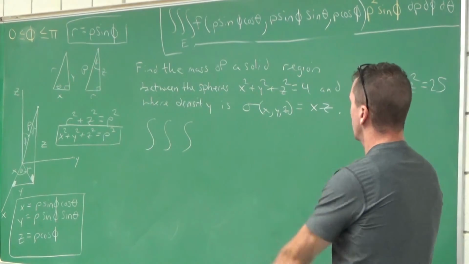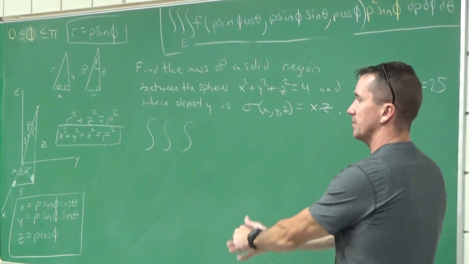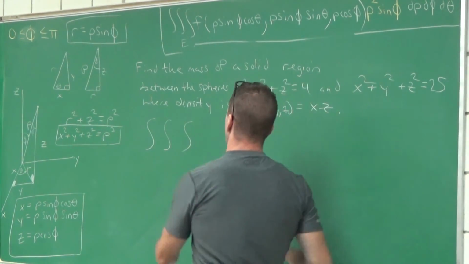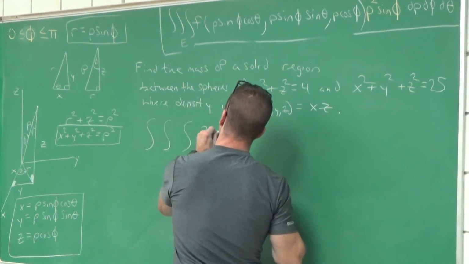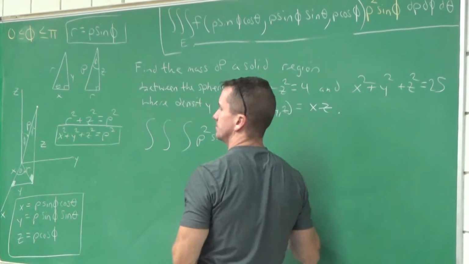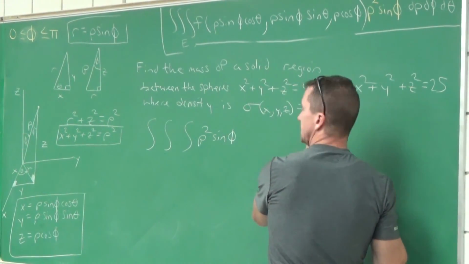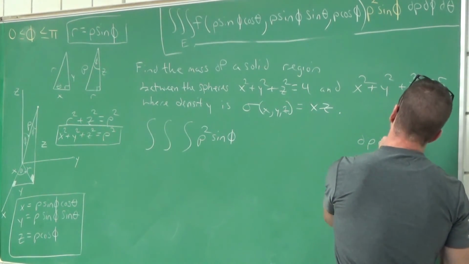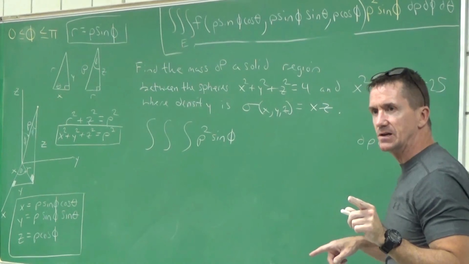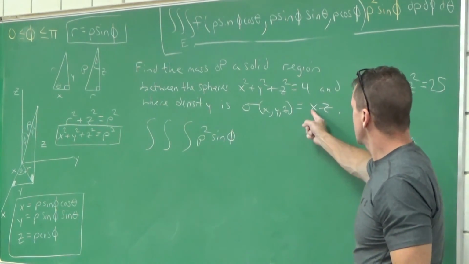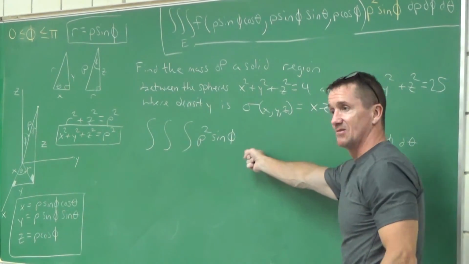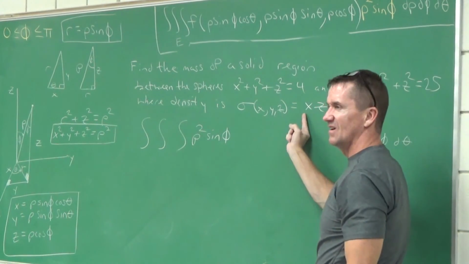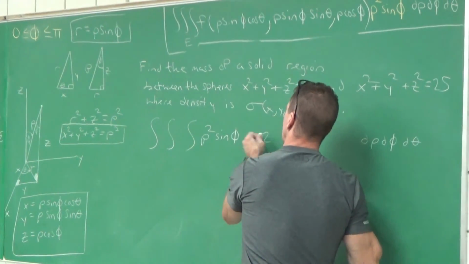Are you ready? What's the automatic volume element? Rho squared sine phi, d rho, d phi, d theta. Well, I'm going to put that way down here. Where's this going? That goes in here, right? But this is wrong, isn't it? I can't leave it like that.